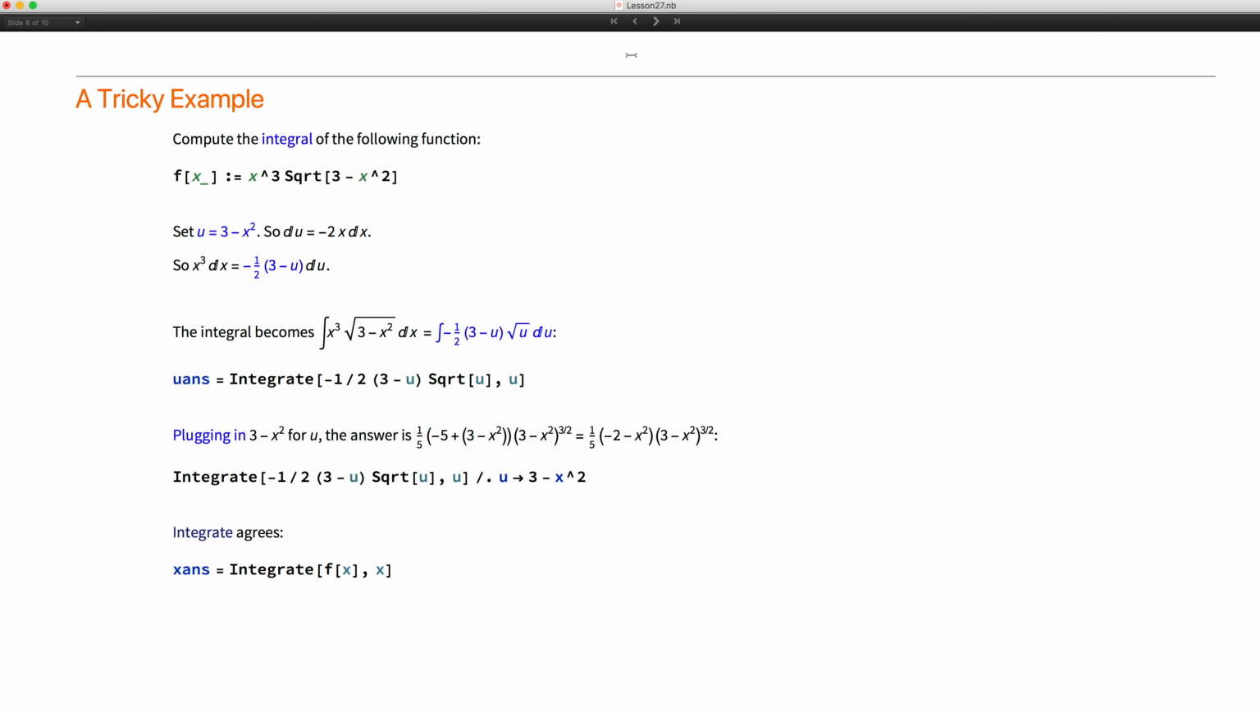Okay, so slightly harder example, you have f of x is x cubed times square root of 3 minus x squared. So you set u to be 3 minus x squared. That's what's inside the square root sign. So du is negative 2x dx. Now there's a problem. You need to rewrite the x cubed carefully as the negative 2x bit from here, and the part that's left over, which is x squared, but x squared is just 3 minus u. That's how I get the part over here. So the integral becomes negative 1/2 times 3 minus u times square root of u.